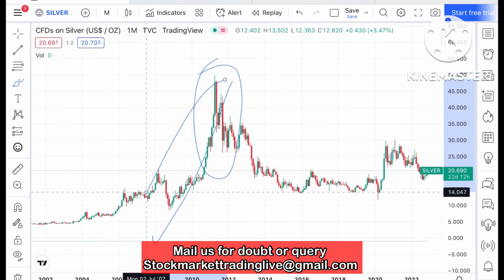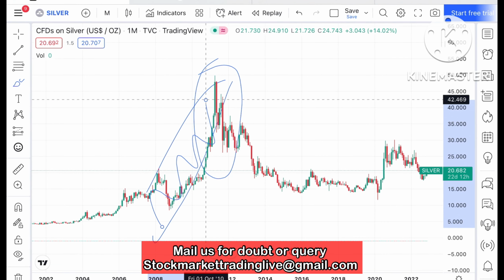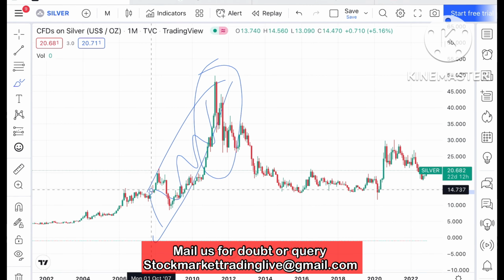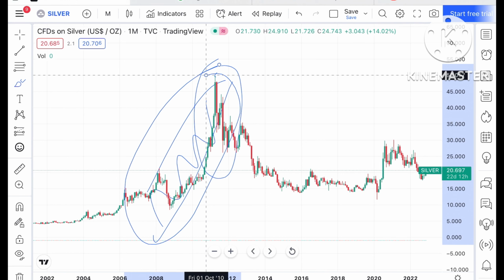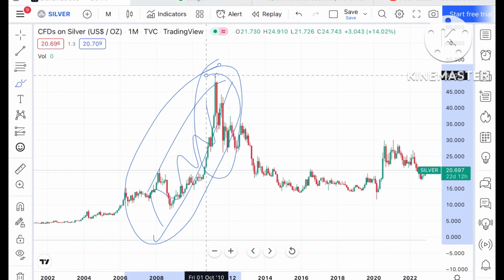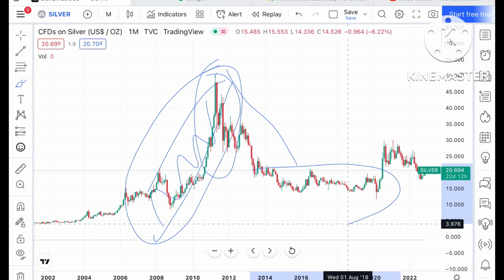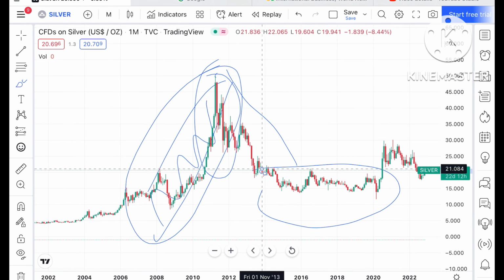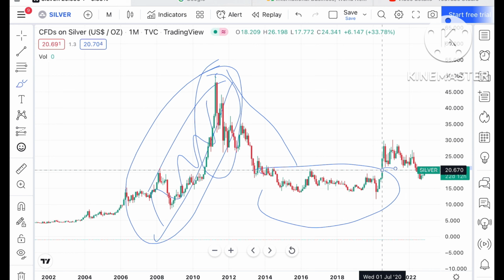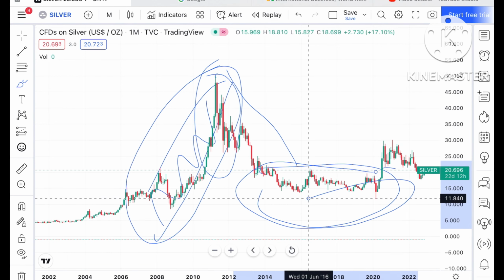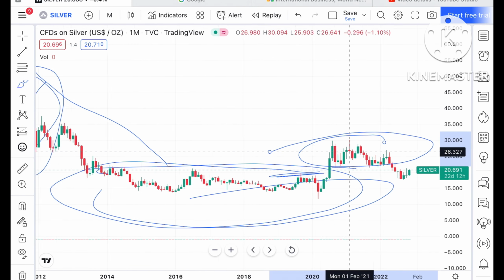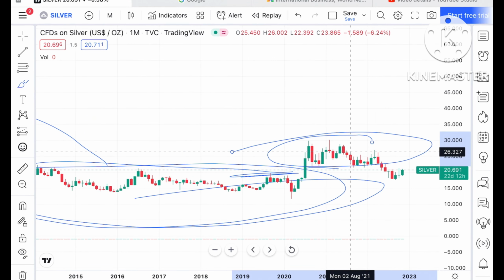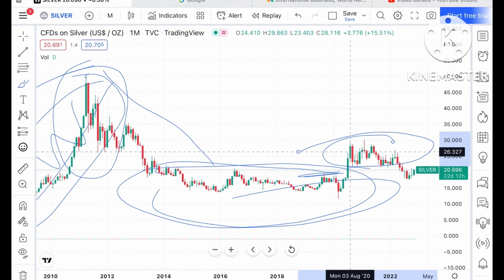Okay, and the most volatile years we have seen were from 2007 to 2011. This is the period where the price of silver moved drastically in just 4-5 years. After that, it came down and was moving in this particular zone from 2013 to 2020. For 7 years it was moving in this zone, and once this zone broke upside, it started moving in this particular zone. Now what it is trying to do is create the same pattern.